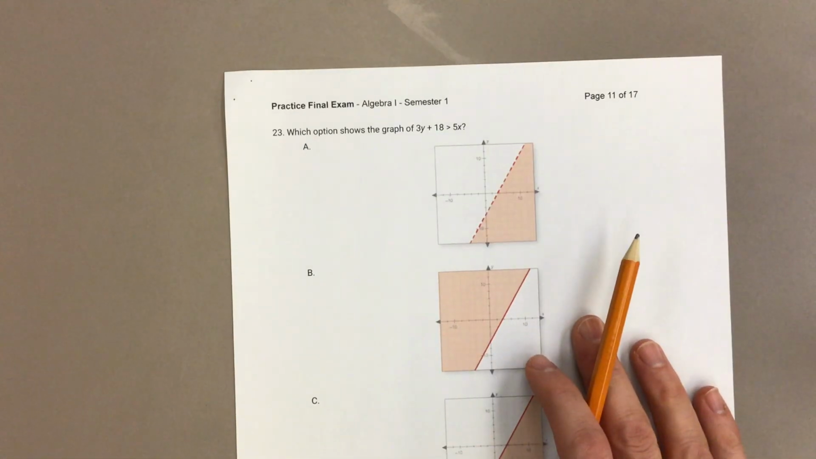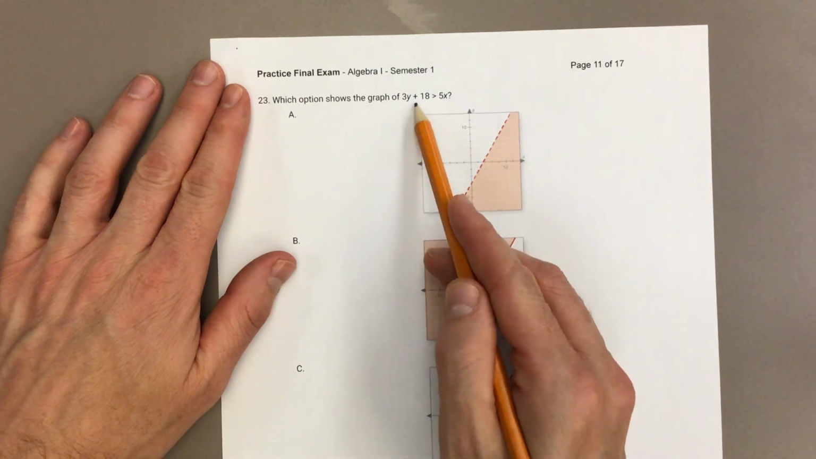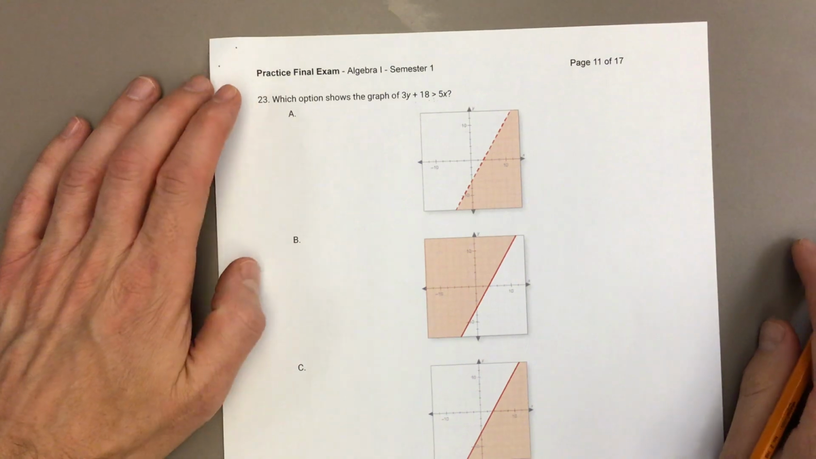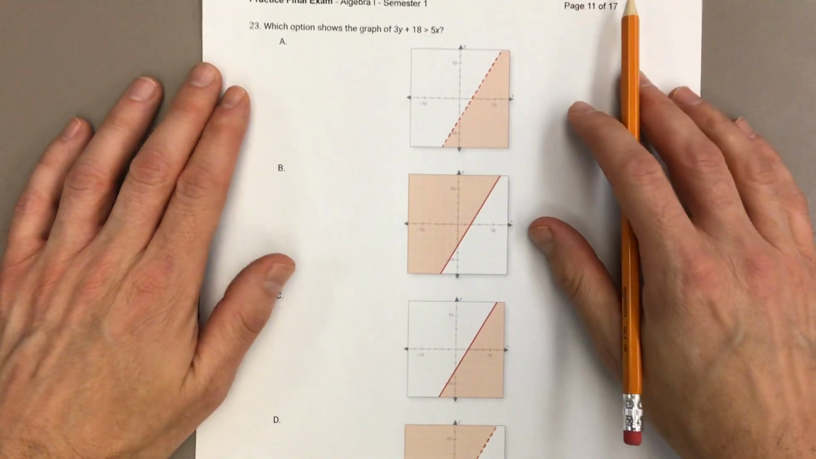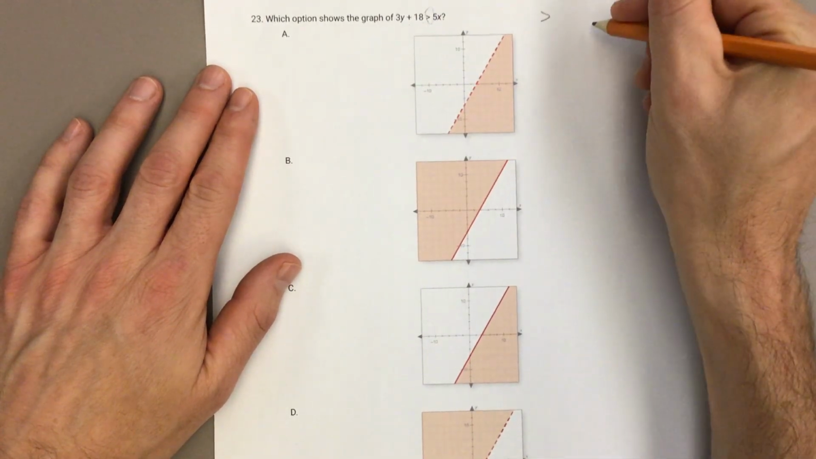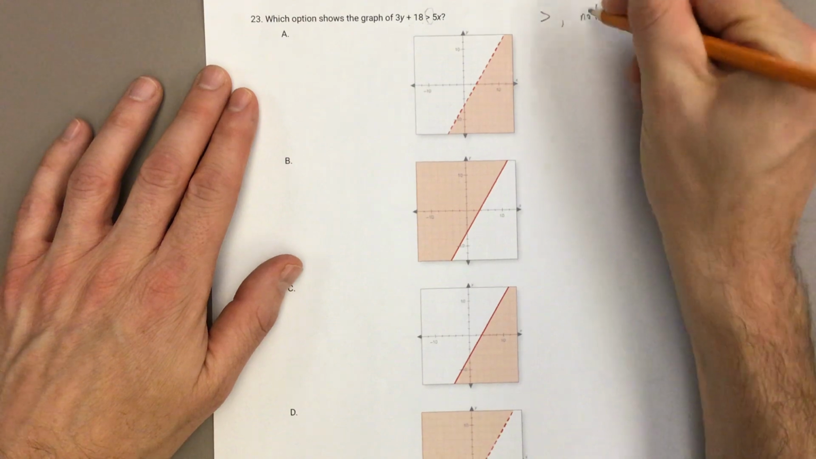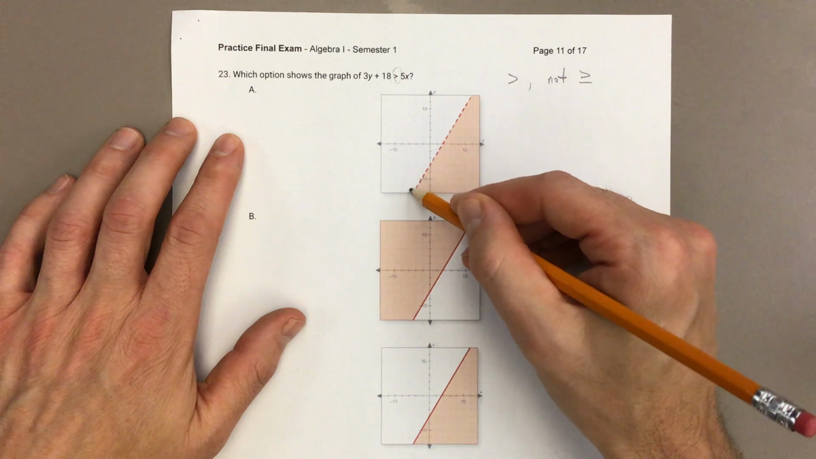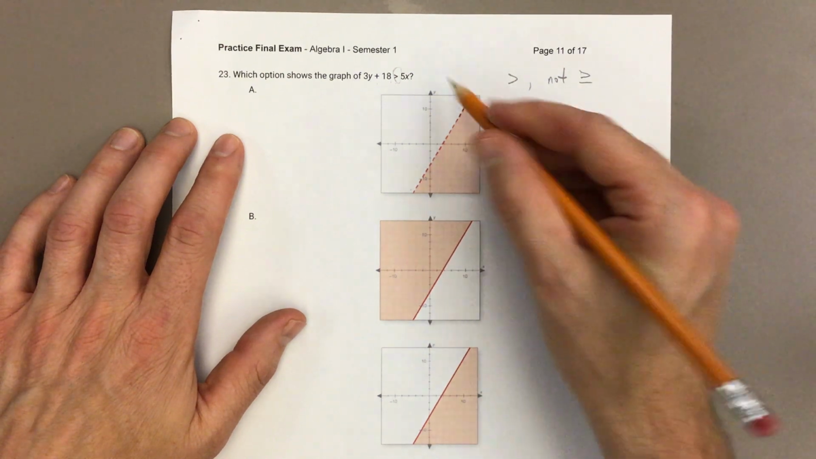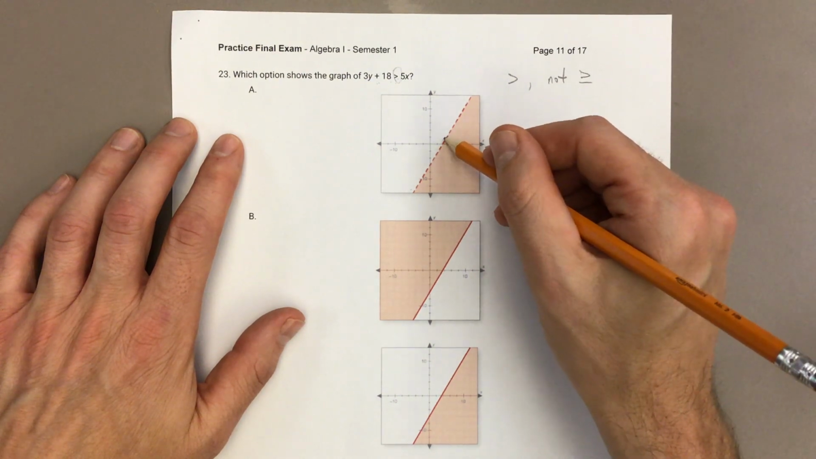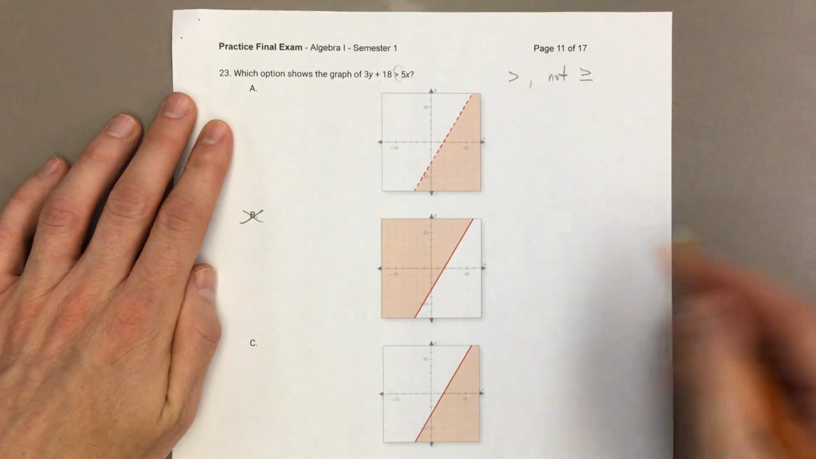Okay, number 23. Which option shows the graph of 3y plus 18 is greater than 5x? If you were paying some attention, you can notice that it's greater than, not greater than or equal to. So when we're greater than, we're going to have a dashed line, okay? Values on the line, that's described by this expression, are not going to be solutions, so you'll have a dashed line. So B is out because it has a solid line. C is out because it has a solid line.